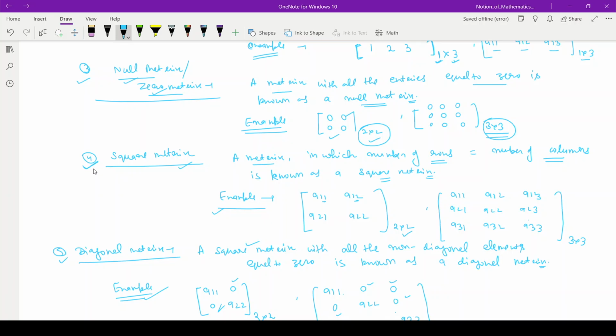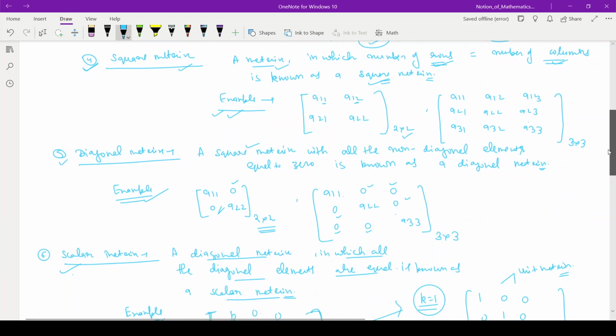After that, we will talk about square matrix. What is a square matrix? A matrix in which number of rows is equal to number of columns is known as a square matrix. So what are the examples of square matrix? We are going to discuss now the examples of square matrix.